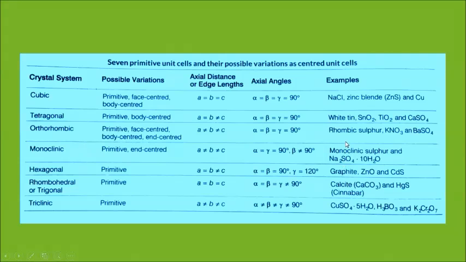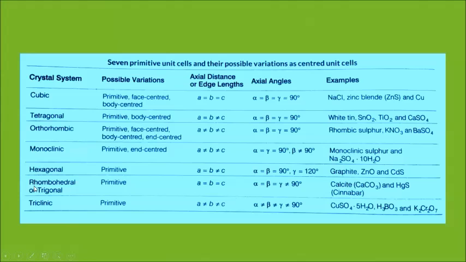And here you have seen the two names, rhombic and monoclinic sulfur. These are the allotropes of sulfur. Next one is hexagonal crystal, where we have only the primitive. Here a equal to b is not equal to c, but alpha and beta are equal to 90 degrees, and gamma is 120 degrees. The examples given are graphite, ZnO (zinc oxide), and cadmium sulfide.